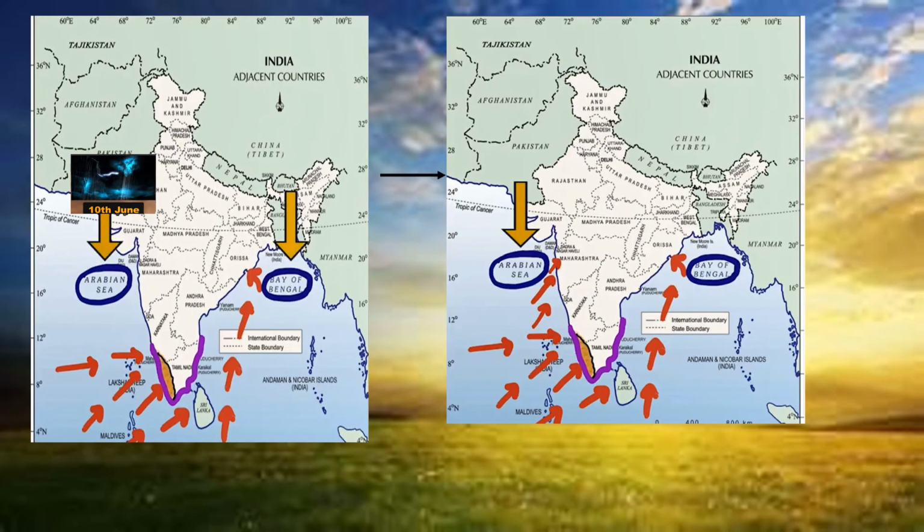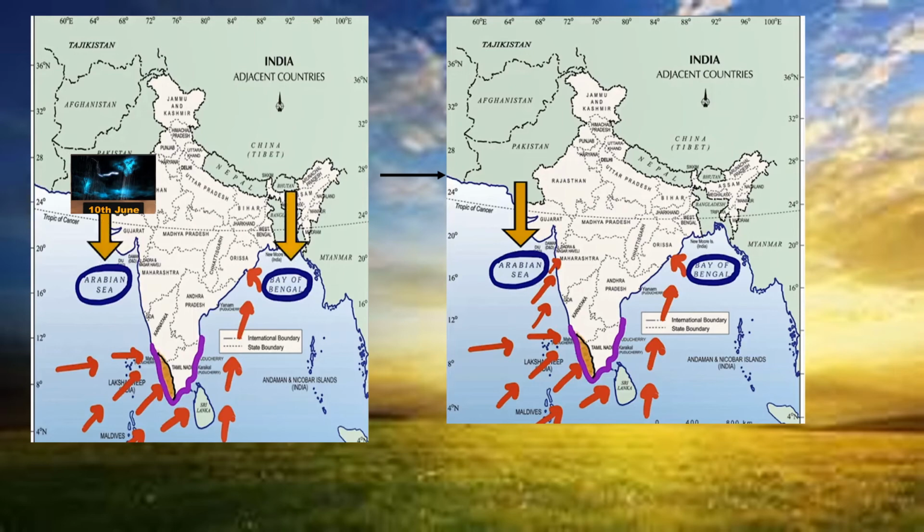We know that the southwest monsoon has 2 branches. One is the Arabian Sea branch and the other one is the Bay of Bengal branch. Now let's look at it one by one. Let's see how the Arabian Sea branch brings rainfall to India.